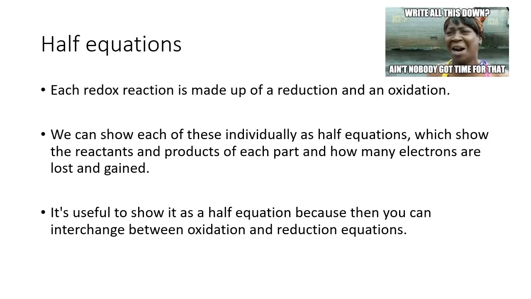Okay, so half equations, what are they? Each redox reaction is made up of a reduction and an oxidation. We learned that in the first video. We can show each of these individually as half equations, which show the reactants and products of each part, that's the oxidation and reduction, and how many electrons are lost and gained. It's useful to show these as half equations because then you can interchange oxidation reactions with other reduction reactions. So say you have oxidation equation number one, you can interchange that with any of the reduction equations and just say what it would look like and what products would be made.